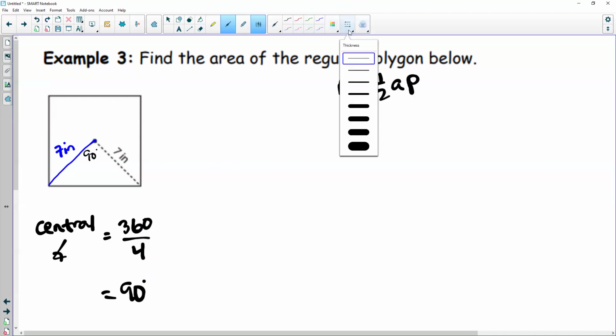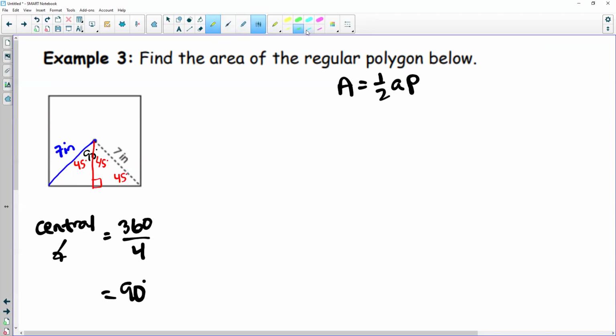What we have to do now is draw in our apothem. What the apothem does, because this is an isosceles triangle every single time, is bisect that angle, making that 90 become 45 and 45. And so now we're working with a right triangle, and this happens to be a 45, 45, 90. So let's take a look at what we have here. We have a 45, 45, 90 special right triangle.